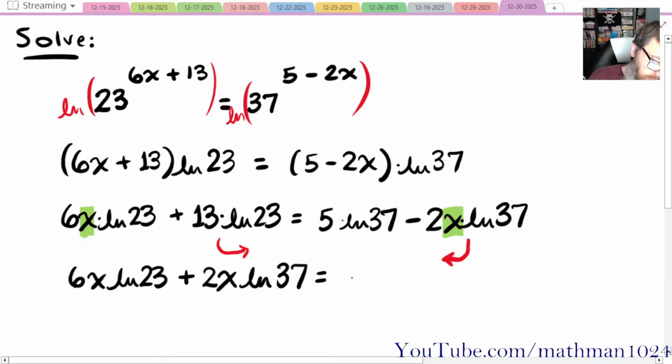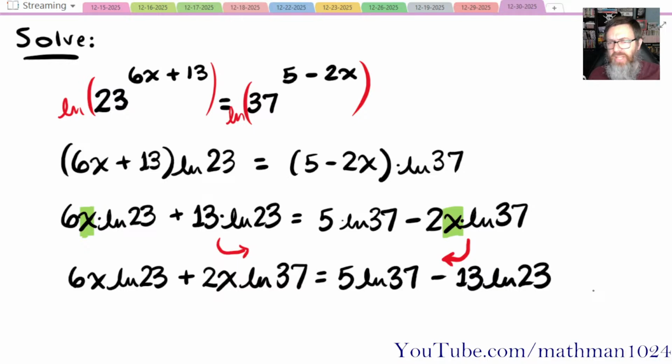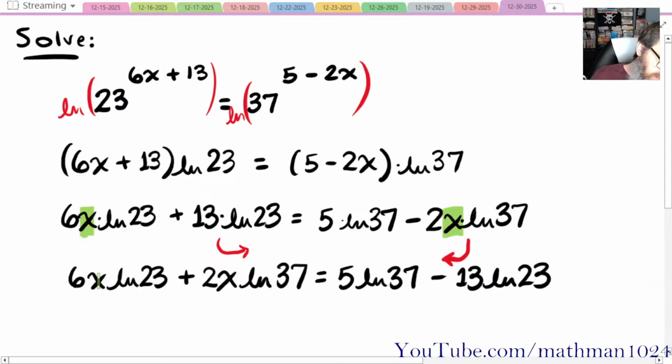On the right side, we started with 5 natural log of 37, and then we're subtracting 13 natural log of 23. So minus 13 natural log of 23. Now, I want you to see right now that there's not a lot of arithmetic that we're doing. We're not multiplying or dividing or adding and subtracting to get big numbers. We're really just moving things around. We are reorganizing so that now, here on the left, we have all of our x's.